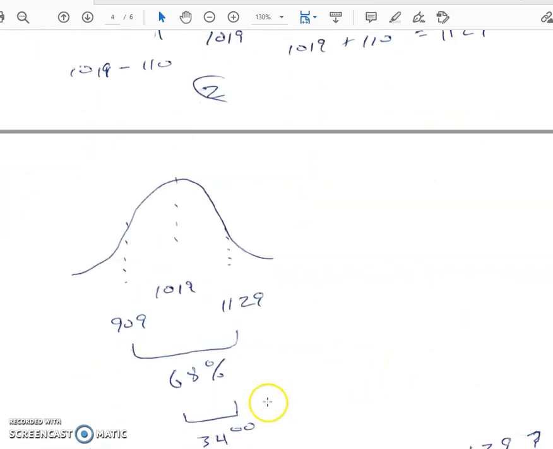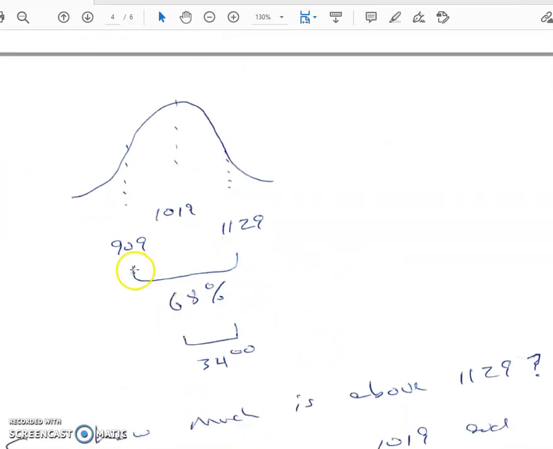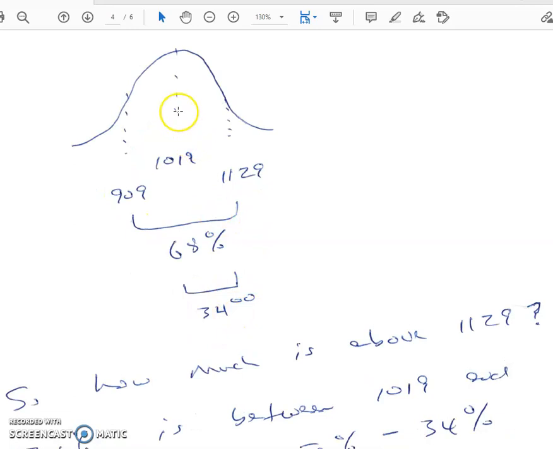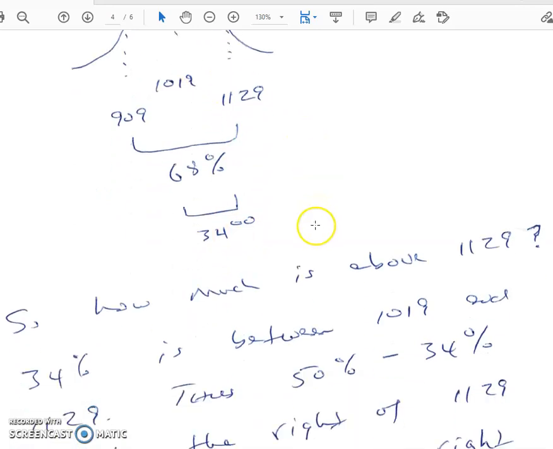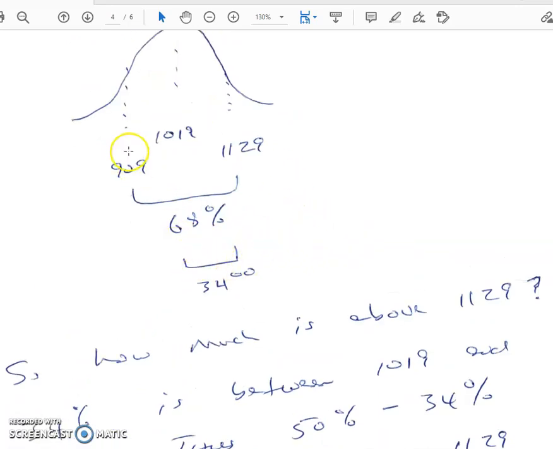Okay, so again, I just draw my little cartoons here to refresh my memory. Between 1129, that's plus 1 sigma, and 909, which is minus 1 sigma, there's 68%. Therefore, there's 34% between here and here, right? Okay, so how much is above 1129? Well, if there's 68% between here and here, there's 34% between the mean and here.